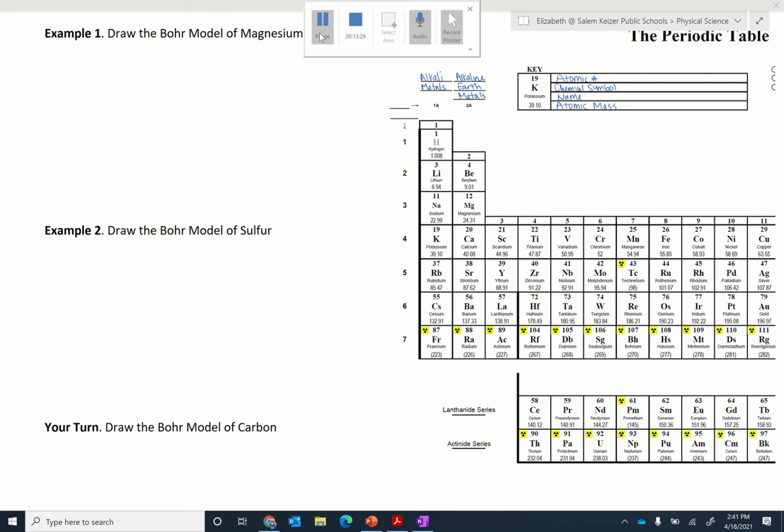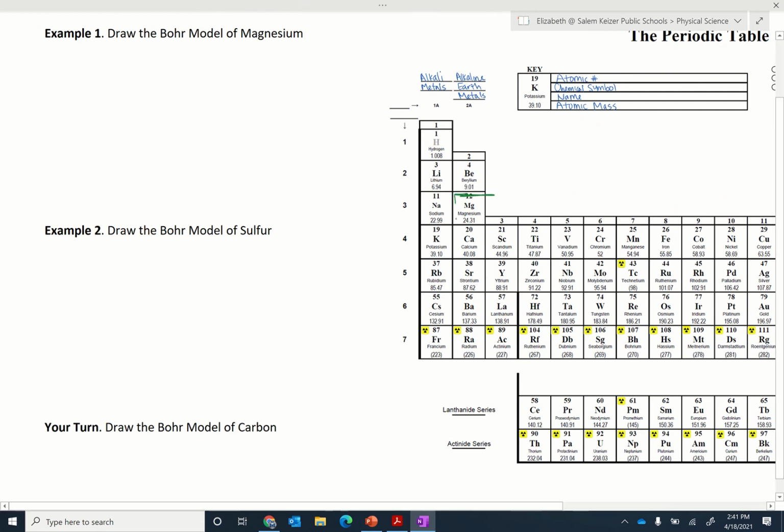The first example I want to do for you is let's draw the Bohr model of magnesium. Magnesium is located right here on the periodic table. It is atomic number 12, which means it has 12 electrons. The atomic number is 12, so it has 12 electrons. It also has 12 protons, but right now, for our Bohr models, we care about electrons. So we know that it has 12 electrons when it's uncharged.